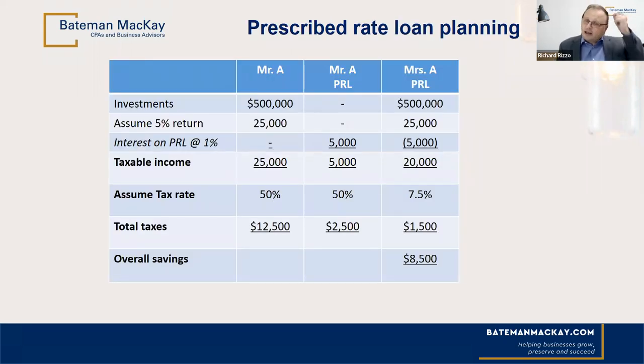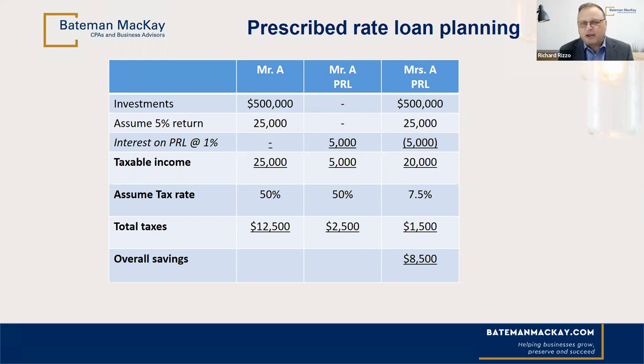So again, just to put in numbers to this, if we have Mr. A, the first column is if we do nothing. So Mr. A has investments of 500,000, assume a 5% return, 25,000. At the maximum rate, he's going to pay 12,500 in taxes. If we introduce the prescribed rate loan and shift the investment income to the spouse, so now the investments are under the spouse, Mrs. A there, that could be a trust.